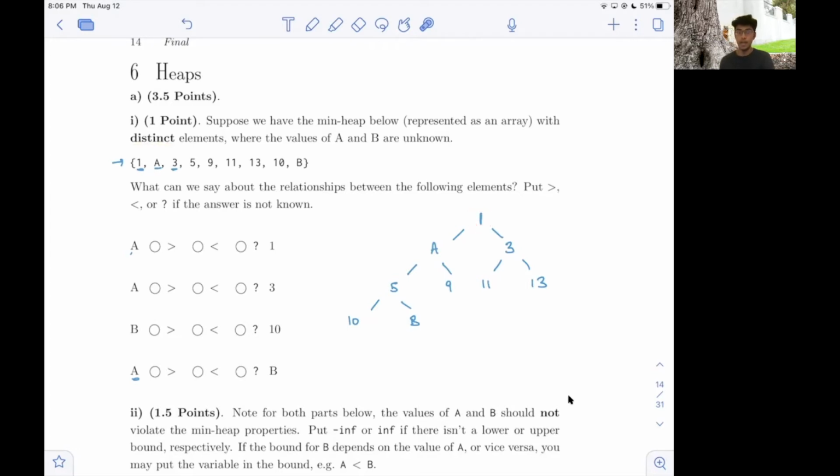We know that it has to be greater than 1. So for the first one, I'll say A is greater than 1 because it's a min heap and everything needs to be greater than the root value.